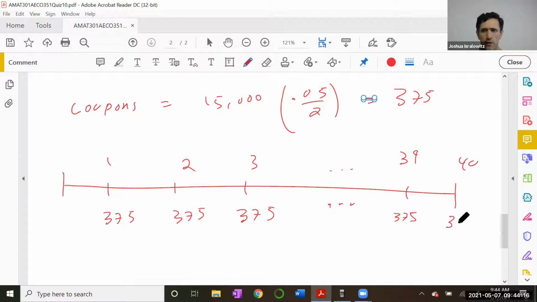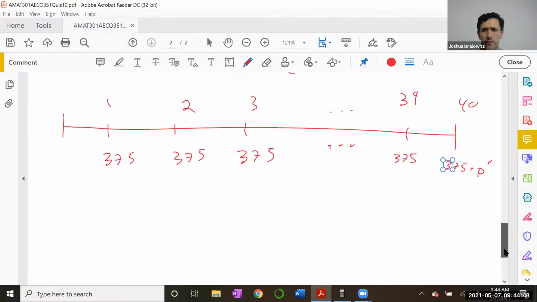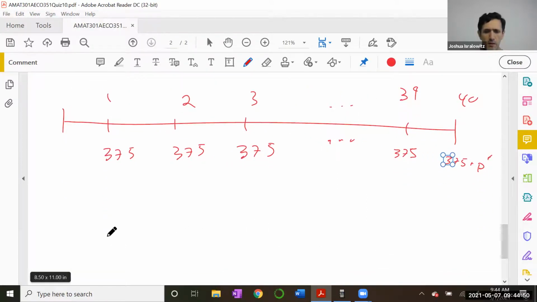So let's call P prime the price that you sell the bond at. Okay. So it should be a plus. Let me just make this a little neater. So this is your time diagram. You're getting your 375s. And after 40 coupons, you're selling it, so you're getting P prime. So at the very end, you're getting 375 plus P prime.